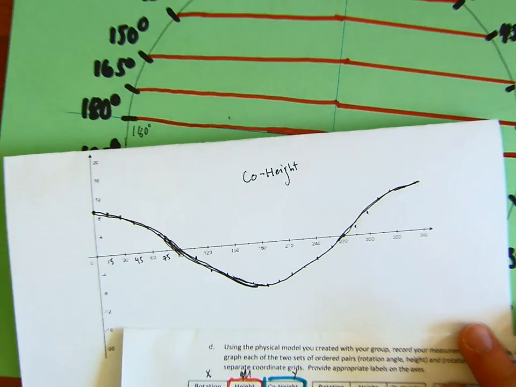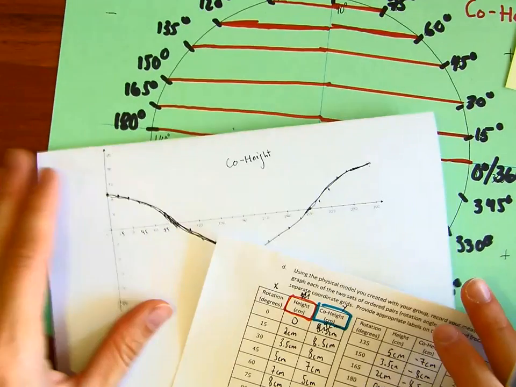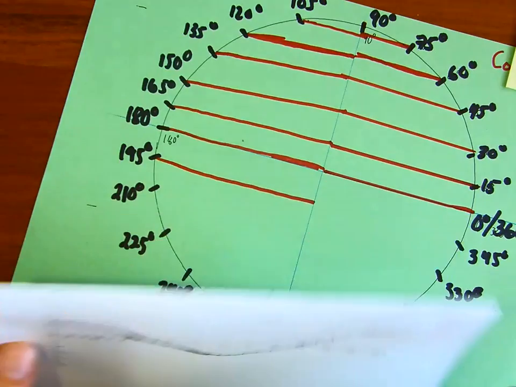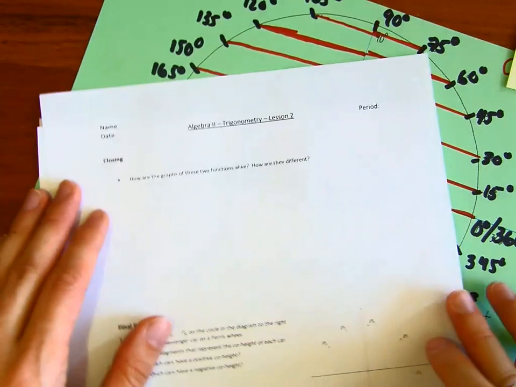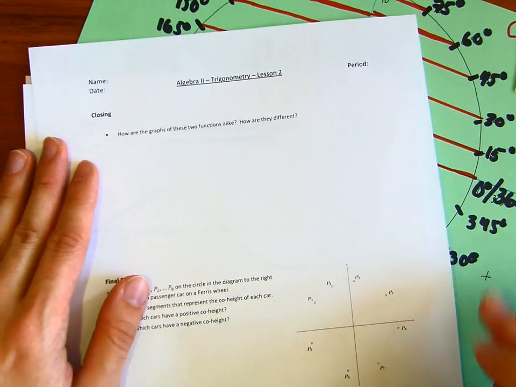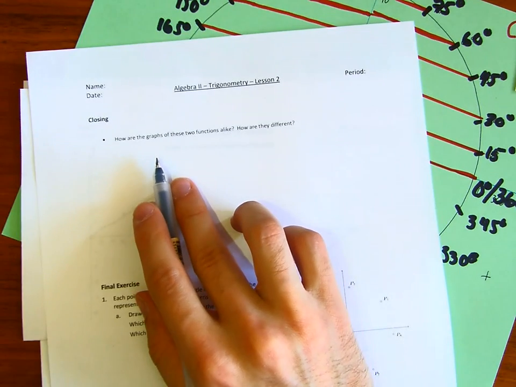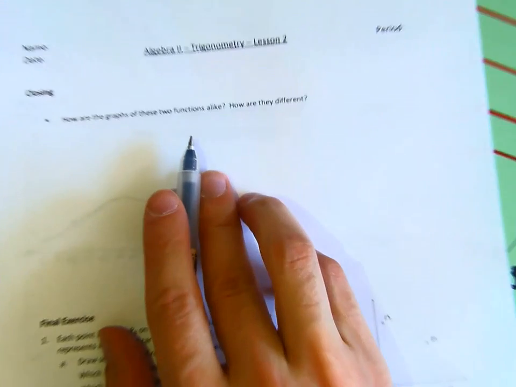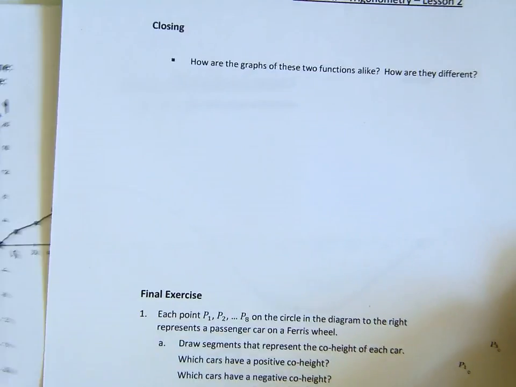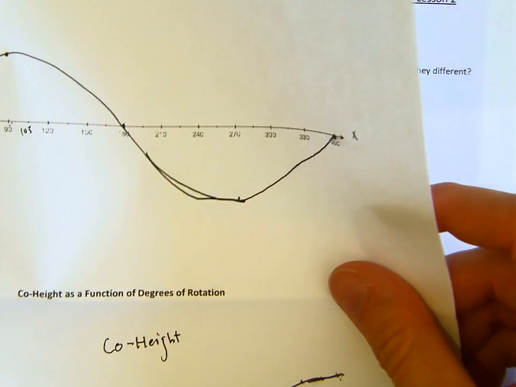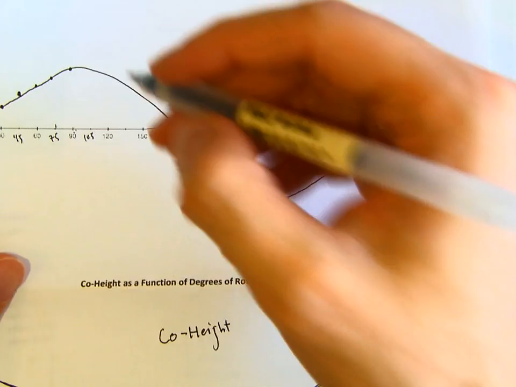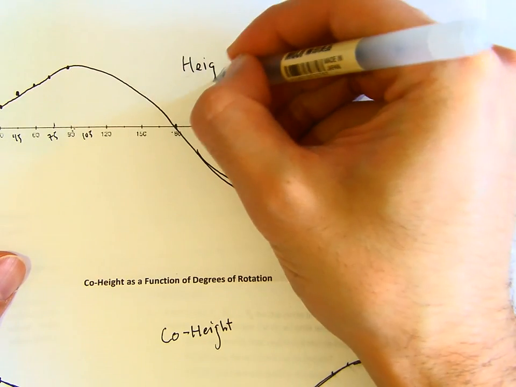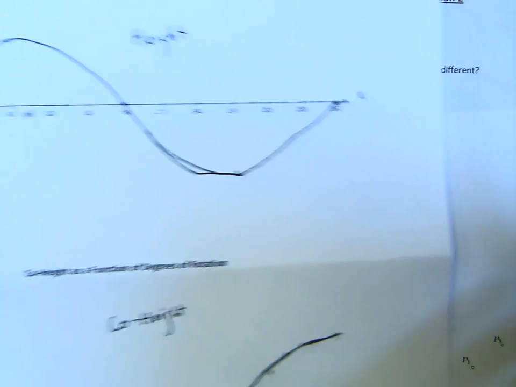Okie dokie, everybody. I hope this was okay. For the final page, where is the final page? Do I have it here? Final page. The question says, closing. How are the graphs of these two functions alike? How are they different? So why don't you try and compare the graph of the CoHeight and the graph of the height, and what do you notice is similar or different about them?